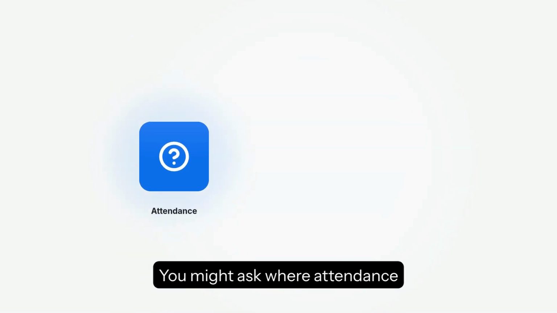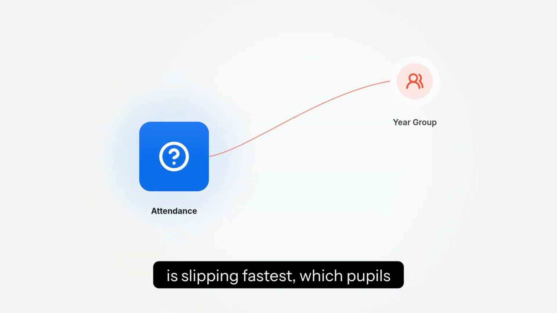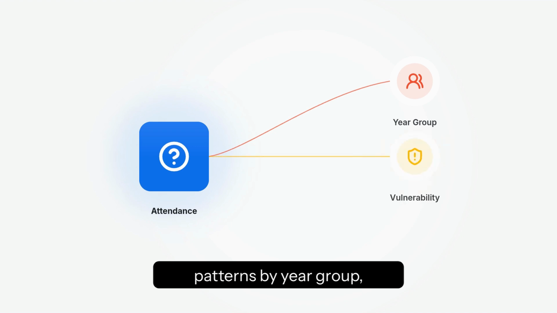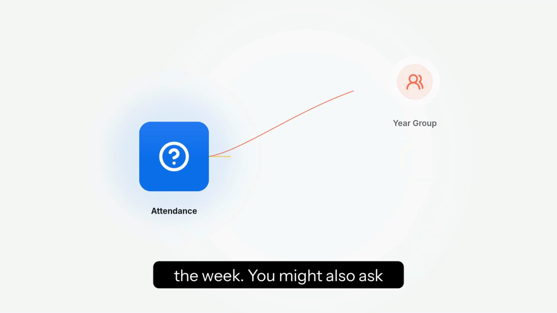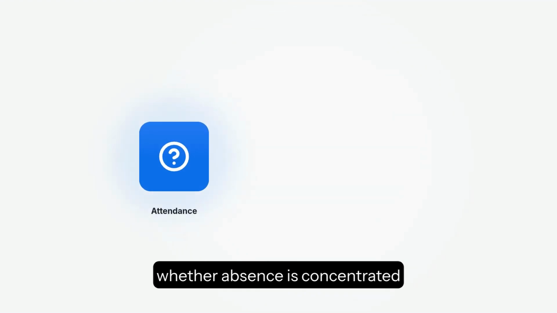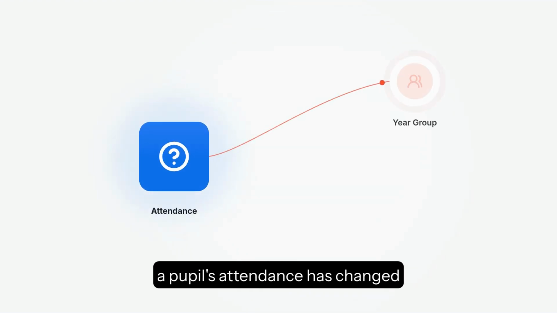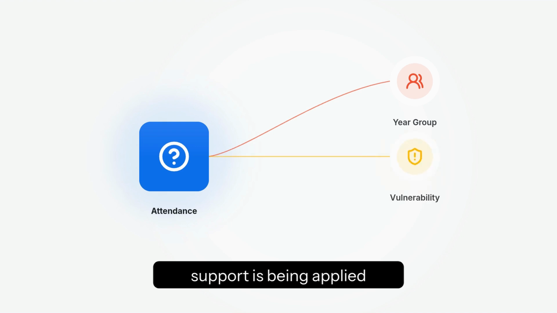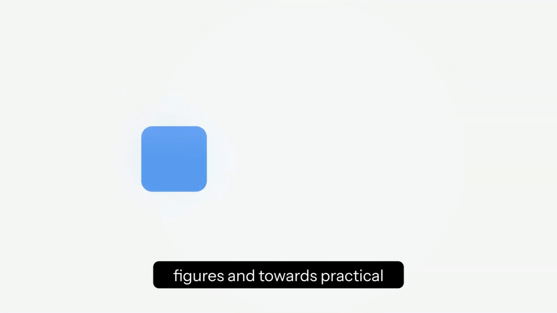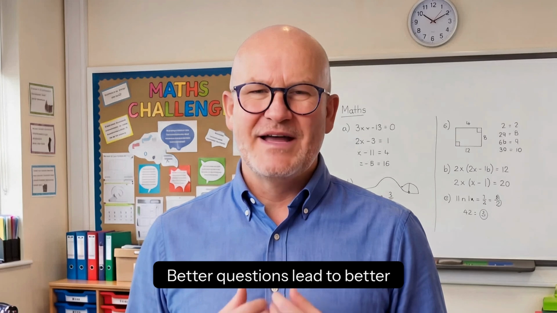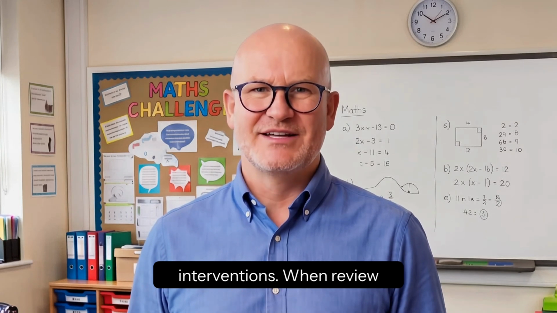You might ask where attendance is slipping fastest, which pupils are not responding to current support, and whether there are patterns by year group, vulnerability, or specific times of the week. You might also ask whether absence is concentrated around certain lessons, whether a pupil's attendance has changed after a key event, or whether support is being applied consistently across similar cases. Questions like these help move the discussion beyond headline figures and towards practical action. Better questions lead to better interventions.